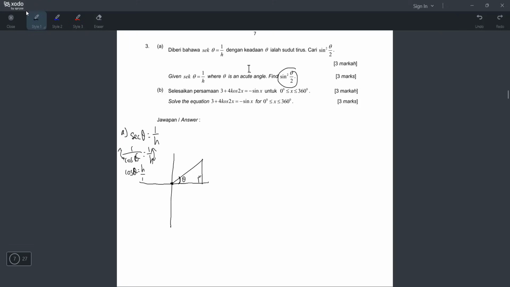And what is the formula for cos? So CAH TOA. So cos is adjacent over hypotenuse. Excuse me. So if this is your angle here, we call this one opposite.